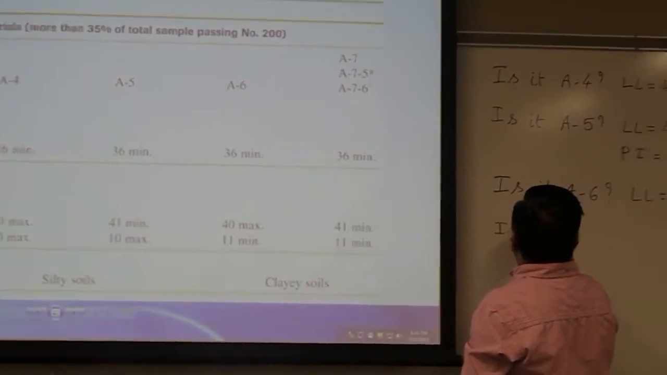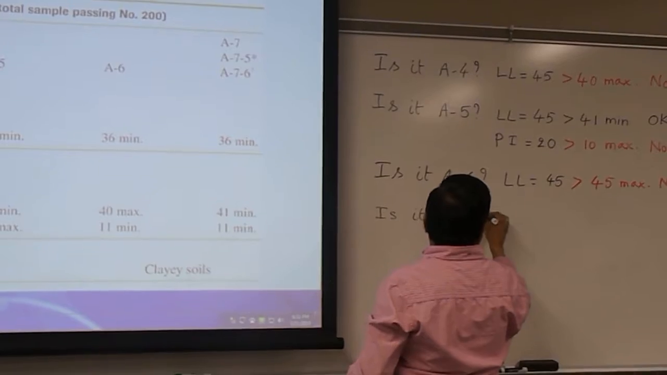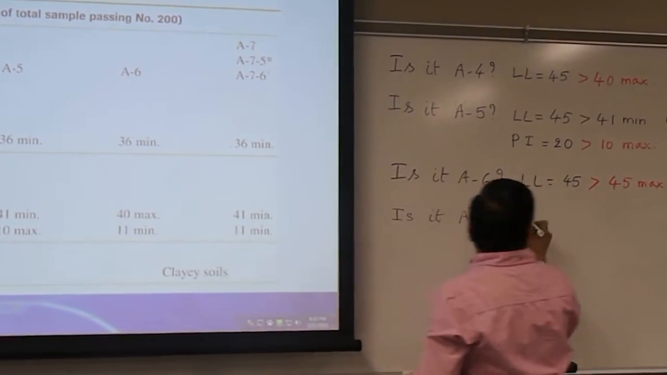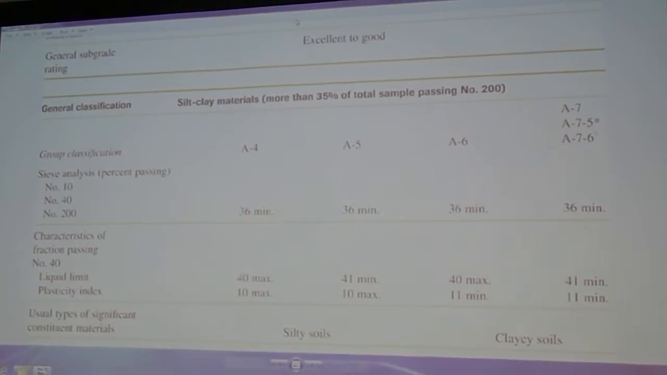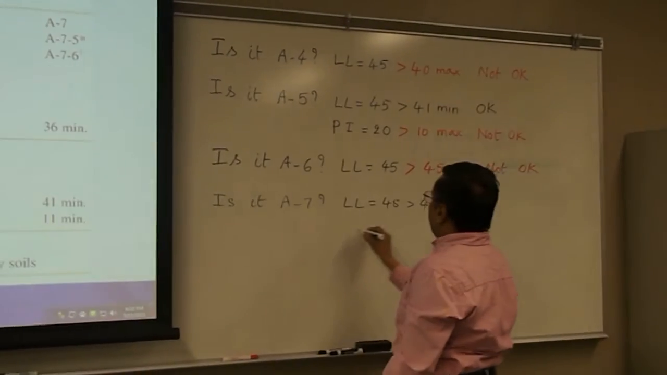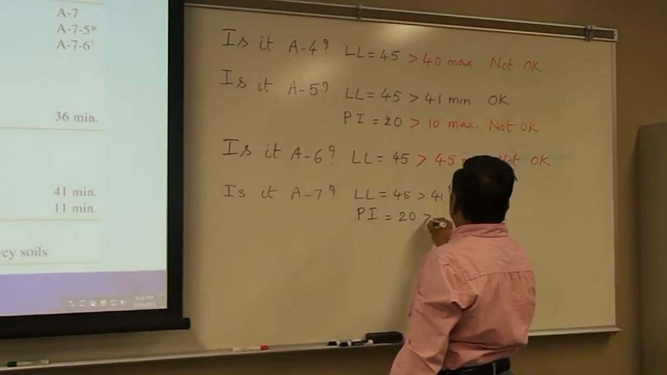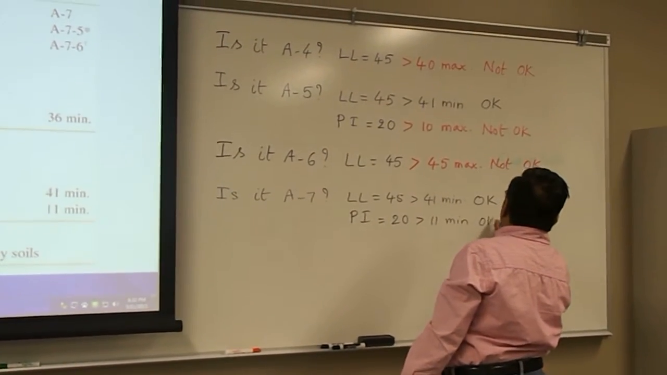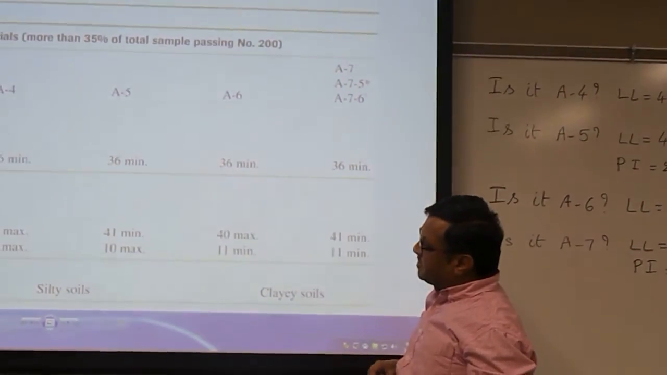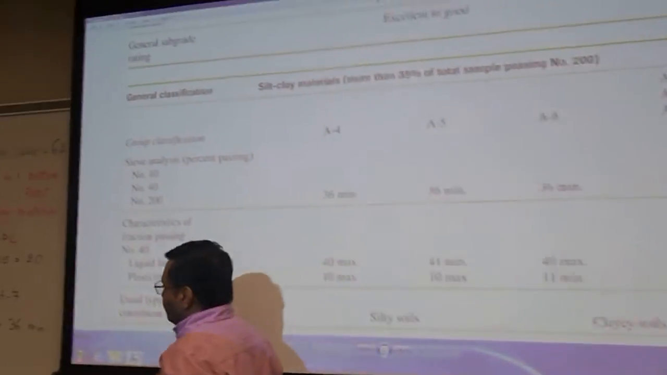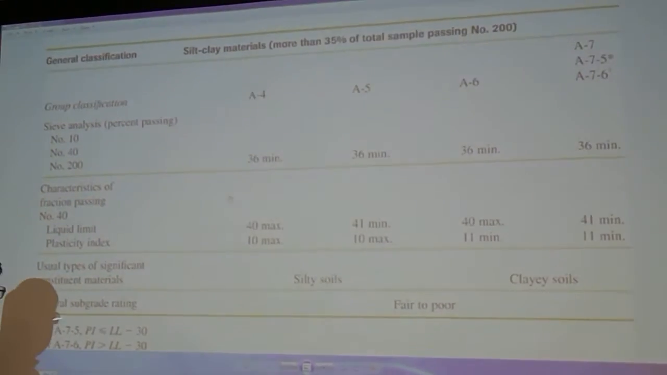So then we need to go and see, is it A7-5? A7 liquid limit is 45, more than 41 minimum, okay, and plasticity index 20 is also more than 11 minimum, it is okay. So it definitely belongs to A7, but to check whether it is A7-5 or A7-6, we need to use the conditions given right at the bottom here.